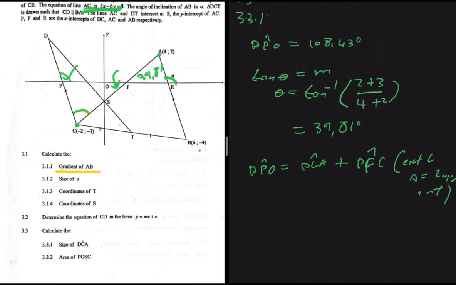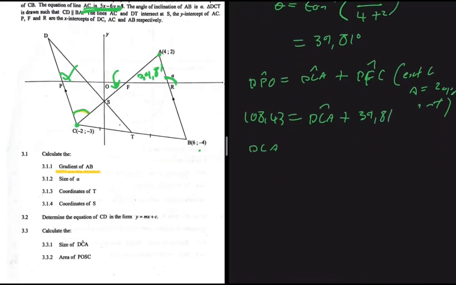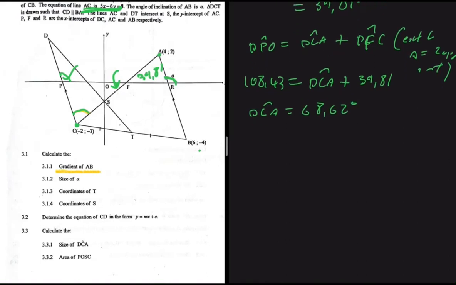So what is DPO? We know that it is 108.43, and that should be equal to DCA, which we are looking for, plus PCF, which is 39.81. So now DCA should be equal to 108.43 minus 39.81. I'm getting 68.62 degrees. Doesn't look too bad, right? 68.62 degrees is believable. Let's do the last question.